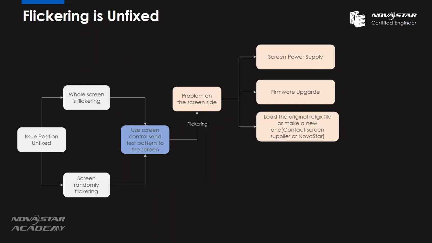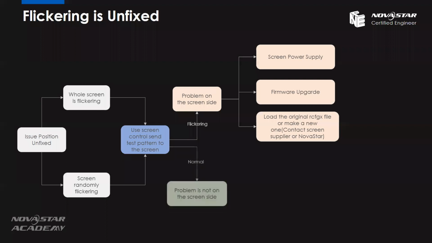If we do not have it, we may need to create a new one. But don't ask me how to create a new RCFGX file, because this part is not that easy, and I cannot explain it in a few words. It's also related to our advanced courses. So if you meet this kind of situation and you need a new RCFG file, you can contact your screen supplier, or you can contact NovaStar. We can try to help you remotely to create a new one. So this is about when, after we send the test patterns, the screen is still flickering, and we confirm the problem is on the screen side, and then we check these possible reasons.